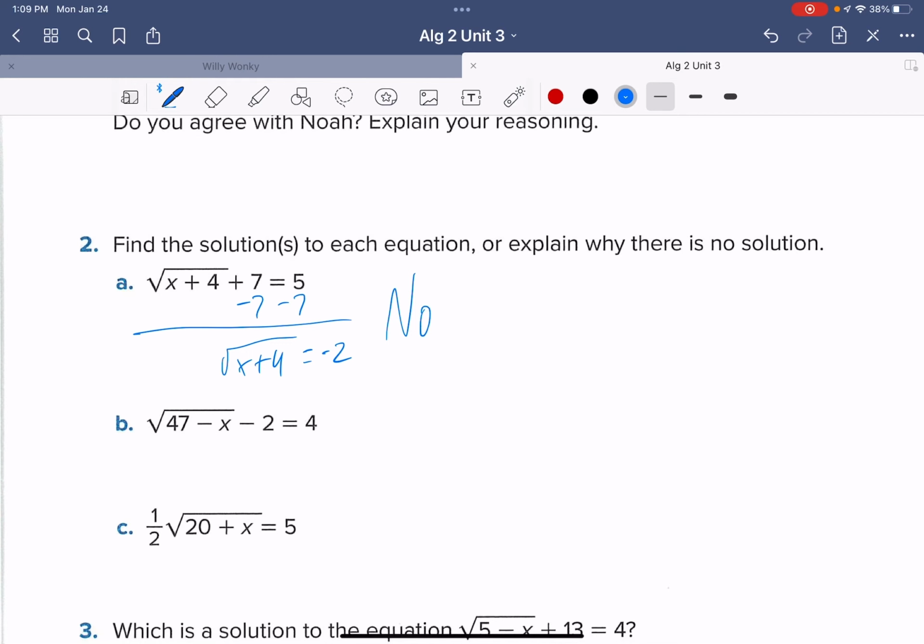So you can't do this. This would be no solution, because the square root of something cannot be negative.